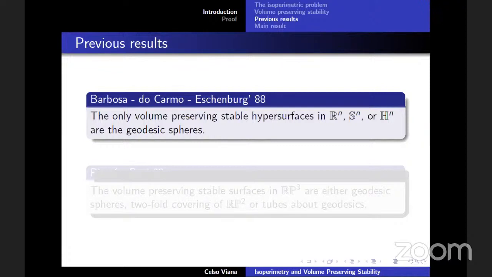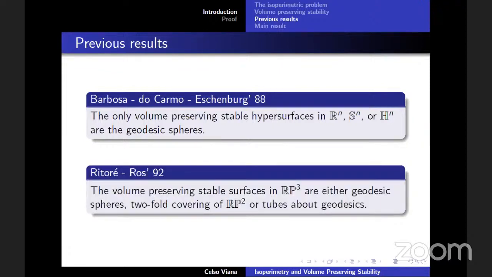A few years later, Ritoré and Ros were able to classify also stable CMC surfaces in the real projective space of dimension 3, right? And so here in this case, we have examples of stable CMC surfaces, such as the geodesic spheres, but we also have some tubes about geodesics, and Ritoré and Ros proved that these are the only embedded ones, right? And so if you include immersed ones, then the only non-trivial example is just the two-fold covering of RP2, which is, for us, a trivial example.